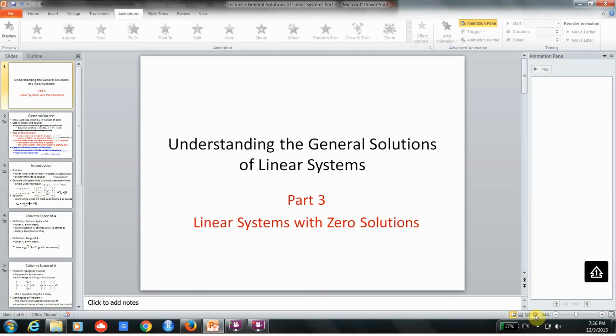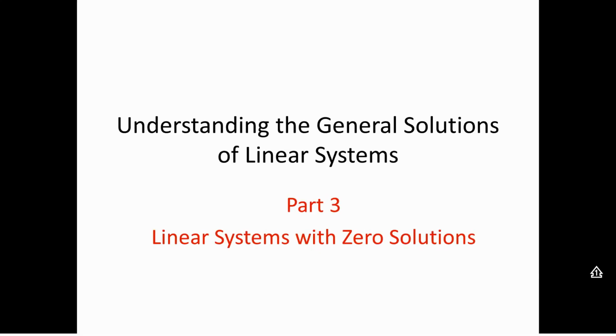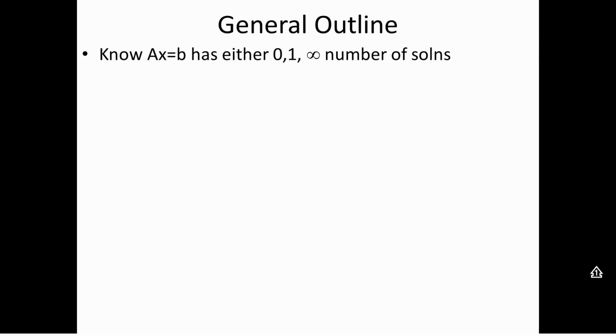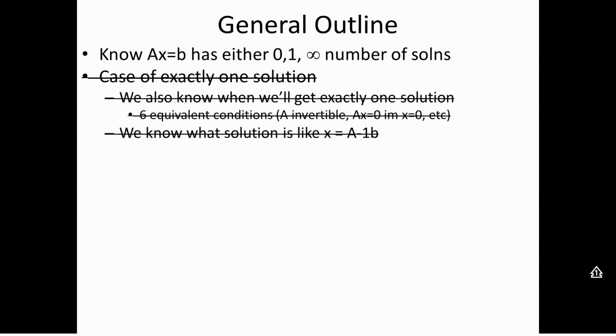Okay, so let's see where we are at this point. So we said that the system AX equal to B either has 0, 1, or an infinite number of solutions. And we said that we know everything basically there is to know when we have exactly one solution. We know the conditions under which we'll get exactly one solution, and we know what the solution looks like.